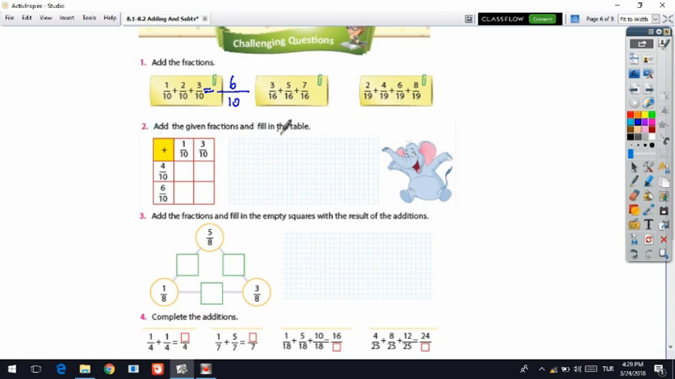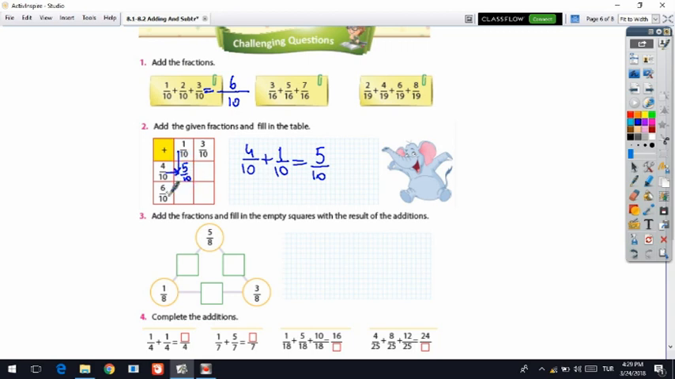Okay, question 2. Add the given fractions and fill in the table. First of all, there is an addition symbol. We have some empty squares. So how can we find this amount? You have to bring 4 over 10. You have to bring 1 over 10. You will bring the fraction from here, and you will bring the fraction from here. Then you add them. Everybody, 4 over 10 plus 1 over 10 is equal to 5 over 10. You write here just 5 over 10.